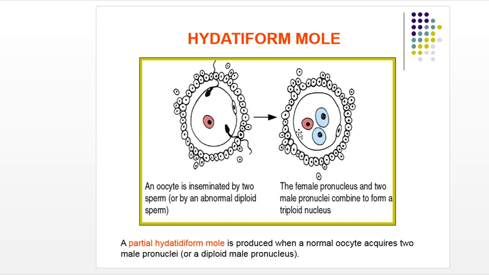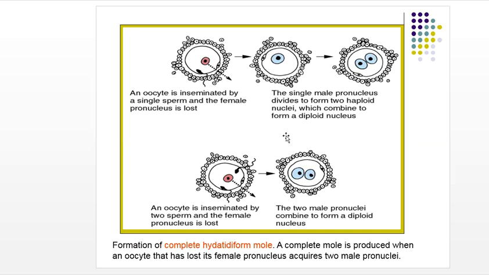As a result, we have three pronuclei. One of them, the red color, comes from the mother, and the blue color comes from the father. As a result, we have a triploid embryo here, because we have three pronuclei.